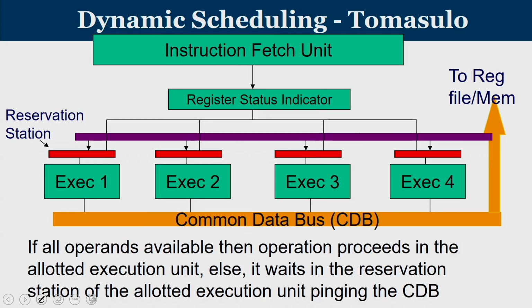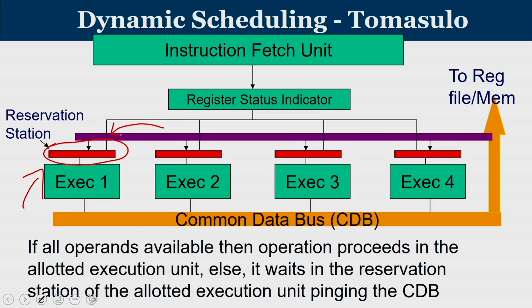Now, if all operands are available, then the operation proceeds in the allotted execution unit. So, this is the place where you generally wait. You have your operation details and the operands are available there. If operands are available, then it is ready for execution. As and when the execution unit is free, you are going to enter. If operands are not available, the only possible way by which you get the operand is through the common data bus that has been connected. And once the data is ready, you are going to update your reservation station, thereby entering into execution.